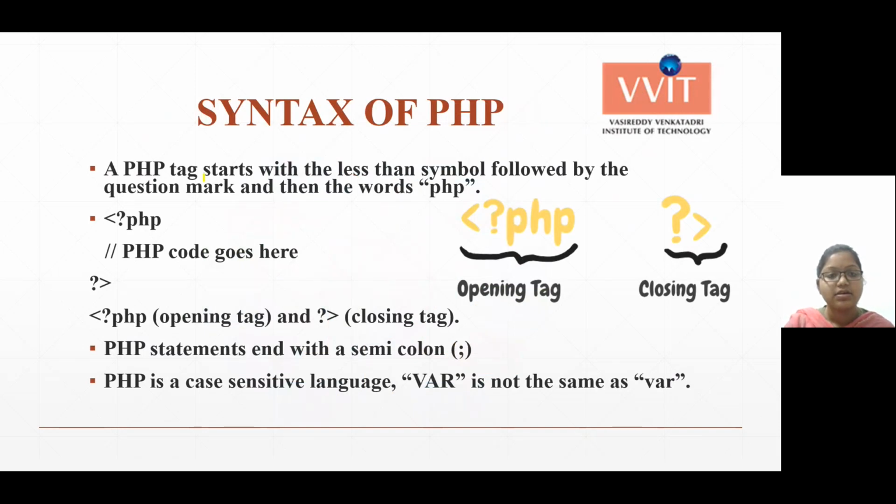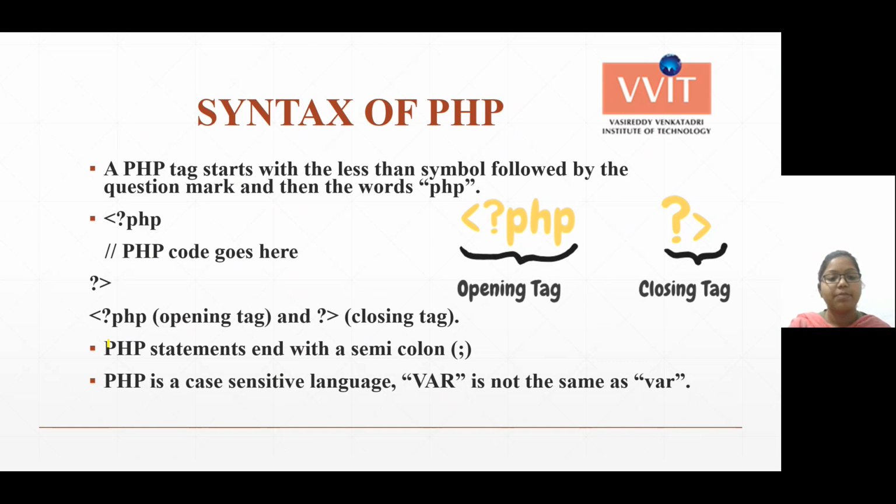PHP syntax has an opening tag and a closing tag. Without these tags, you cannot write PHP code. Always the PHP code should be in between the opening tag and the closing tag. Here the opening tag starts with the less than symbol followed by the question mark and the word PHP, and the closing tag should contain the question mark and end with the greater than symbol.